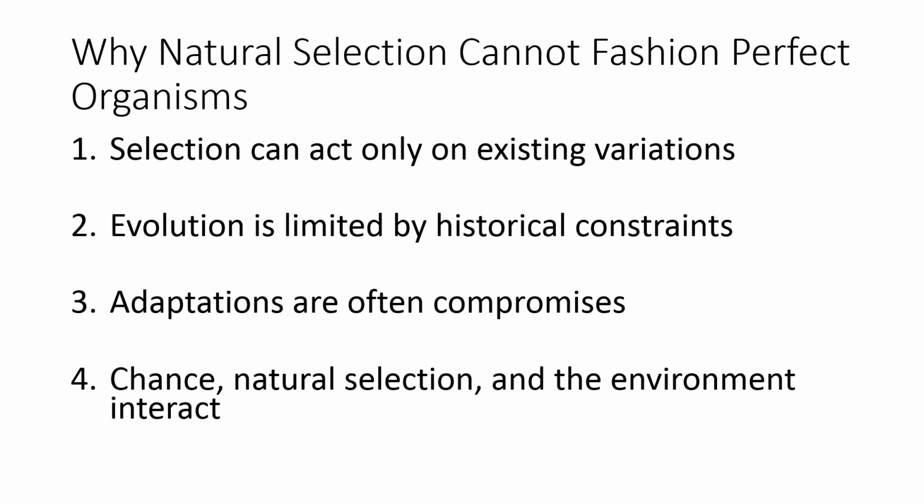The reason is because selection can act only on existing variations. So it can only act on the variations that exist within a population. It can only select against phenotypes, indirectly the genotypes, the alleles, the genes that exist in a population. Evolution is not forward thinking. Evolution is all about the here and now.